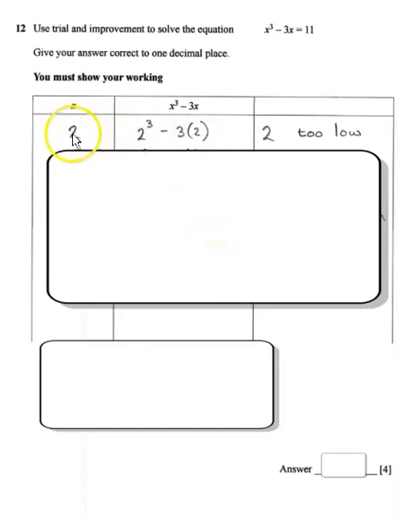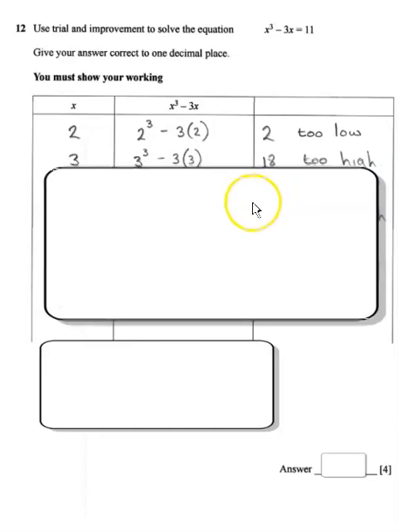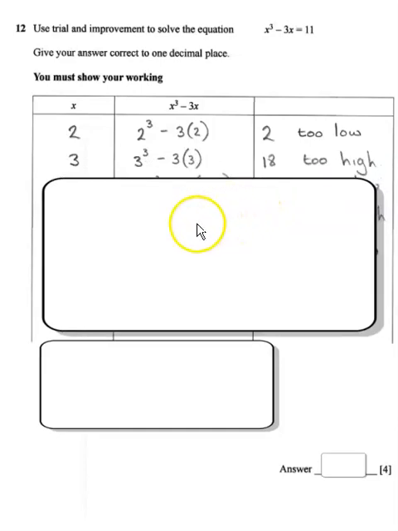And what you do with this 2 is you substitute into this expression here. So instead of the x, it's going to be 2 cubed. Instead of 3 times x, it's going to be 3 times 2. So 2 cubed take away 3 times 2. When you put that in a calculator, you should get 2 and compare it with the 11. It is too low. So because it's too low, I've moved up one and I've gone to 3.